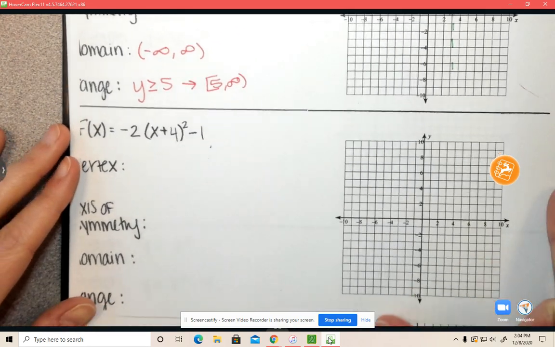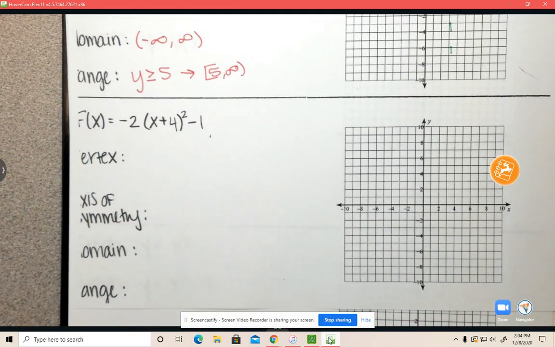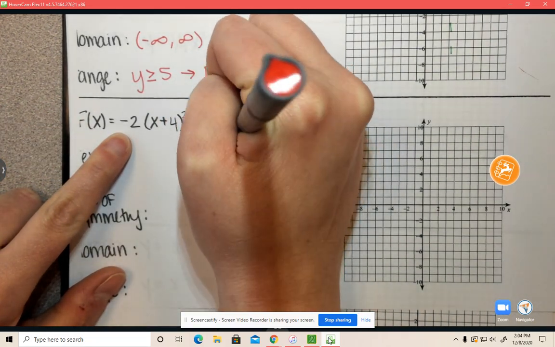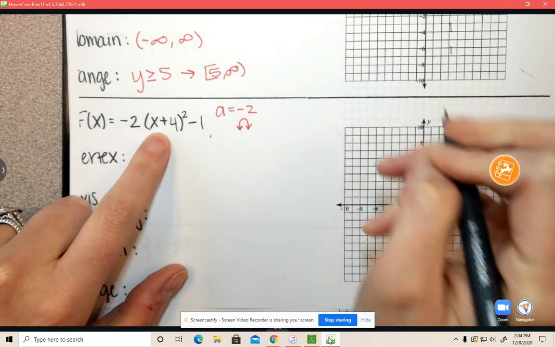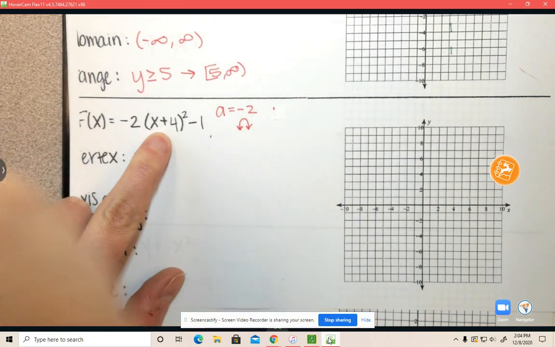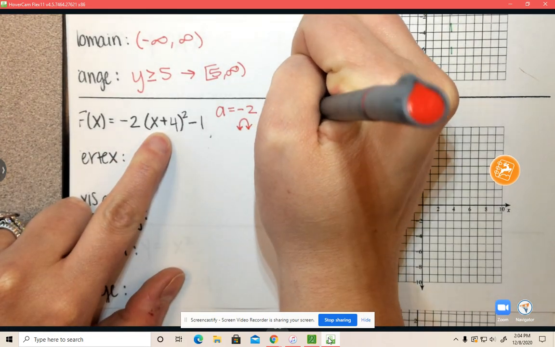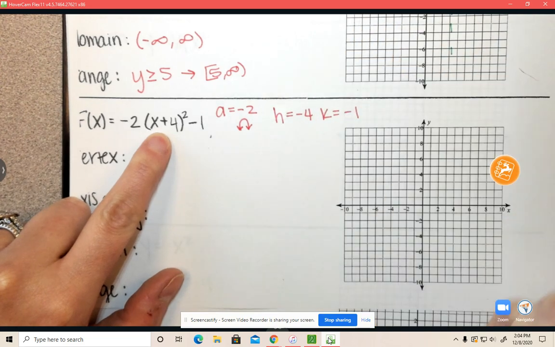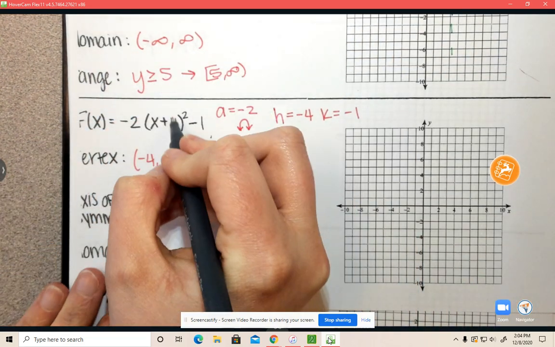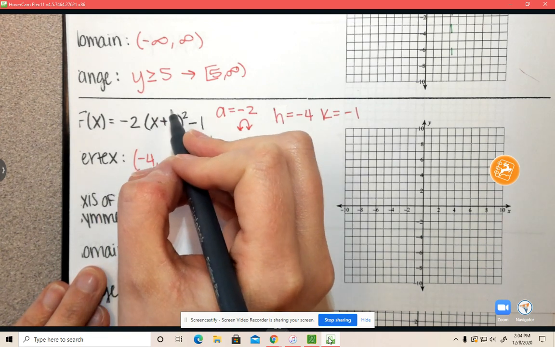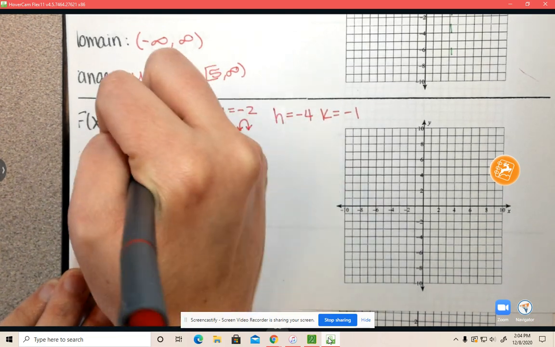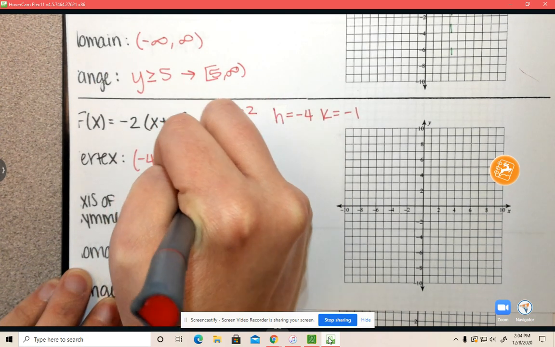Okay. Our next one, we're going to do the same thing. So let's go ahead and look. A is -2, so that means it opens down. Okay, so we're upside down this time. Our H is -4, and our K is -1. So that means my vertex is -4, -1. Remember, you can't trust an X, so it's not really a +4, it's a -4. Our axis of symmetry is x equals H, so -4.